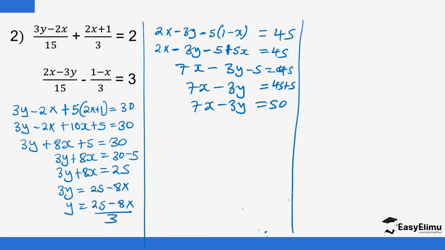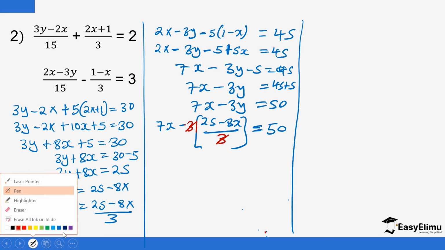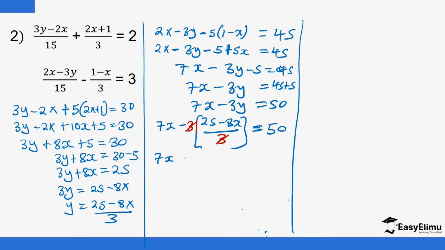So I already have the value of y. So I simply substitute this value of y. So I have 7x minus 3 into y, but y is 25 minus 8x, everything you divide by 3, and this is equal to 50. So you can see that this 3 can cancel that 3. So what do you get as a result of that? So I have 7x minus 1 into 25 minus 8x. This is equal to 50.